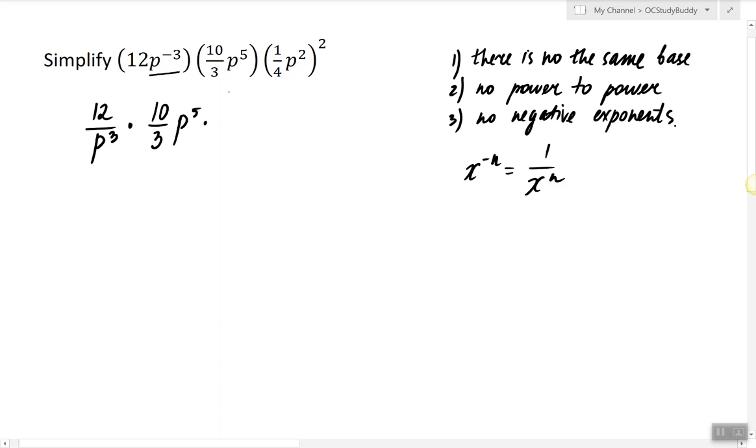But the third part of the expression now can be simplified by using this product to the power rule. So when we have a product raised to the power, the power can be applied to each factor in the product. So that means we can rewrite that as 1/4 squared times p squared squared.